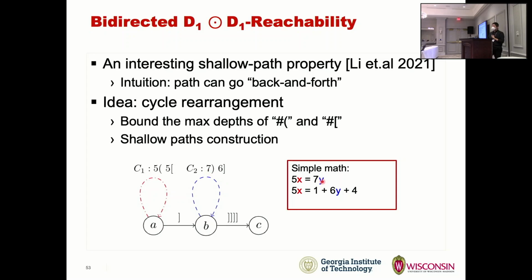So 5x and y, 7y. And the second equation corresponds to the brackets. Of course, we want to ensure that nothing goes negative, but in this example, it's always the case. So if we can solve this equation, then we can conclude that there is a path from A to C. Here x is 7 and y is 5.